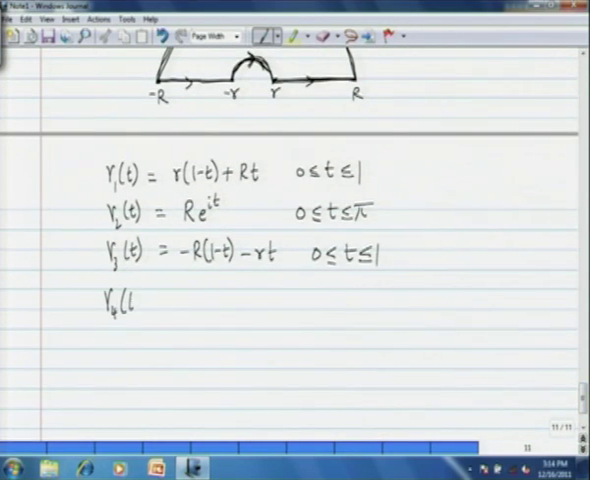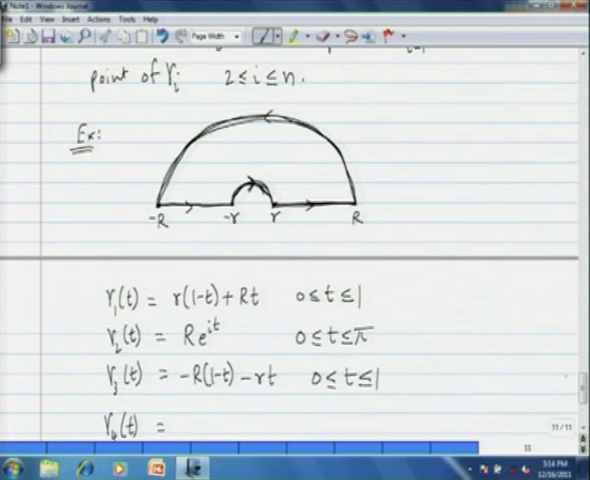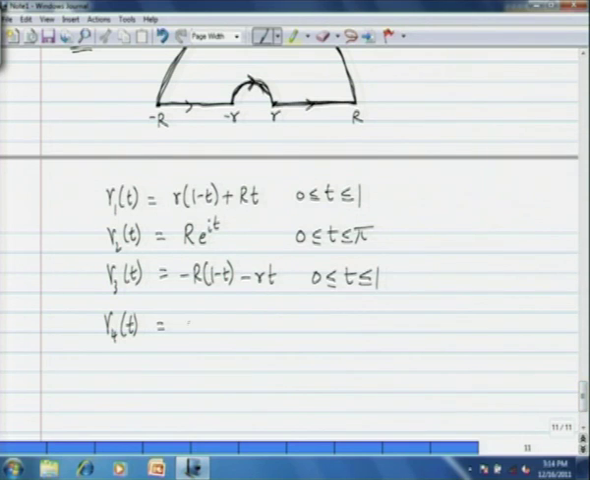And gamma 4 of t is that other little semicircle in the clockwise direction. So, to trace that I have r e raised to minus I t, t going from minus pi to 0, that is right. We can see that the final point of gamma 1 is the initial point of gamma 2 and so on. So, the final point of gamma 2 is the initial point of gamma 3, etcetera.